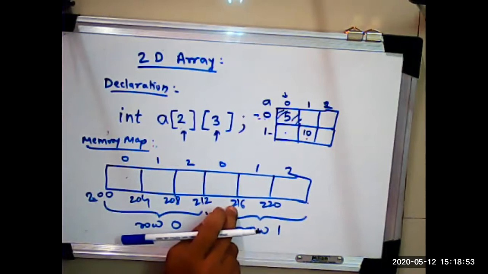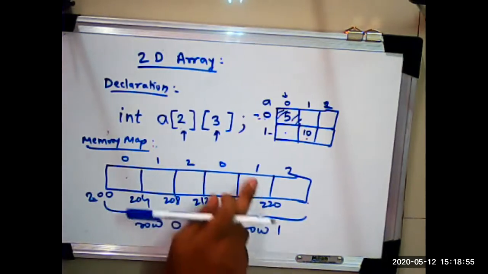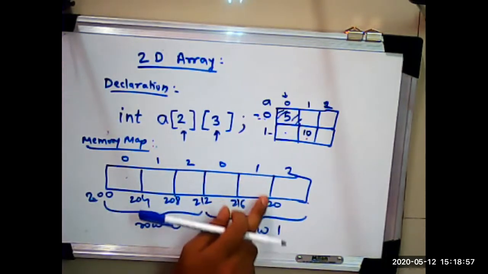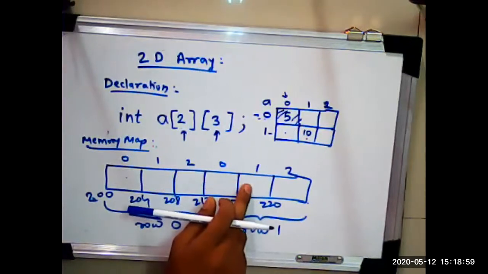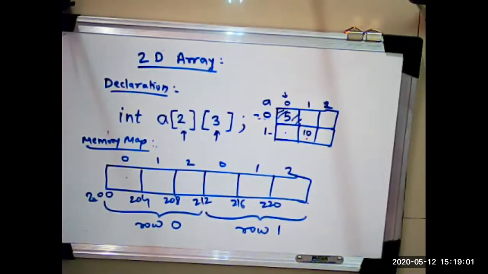And how to access this fifth element? You can access the fifth element by using 1 1. The index is 1 1. Got it? Okay, so any doubt in this memory map?